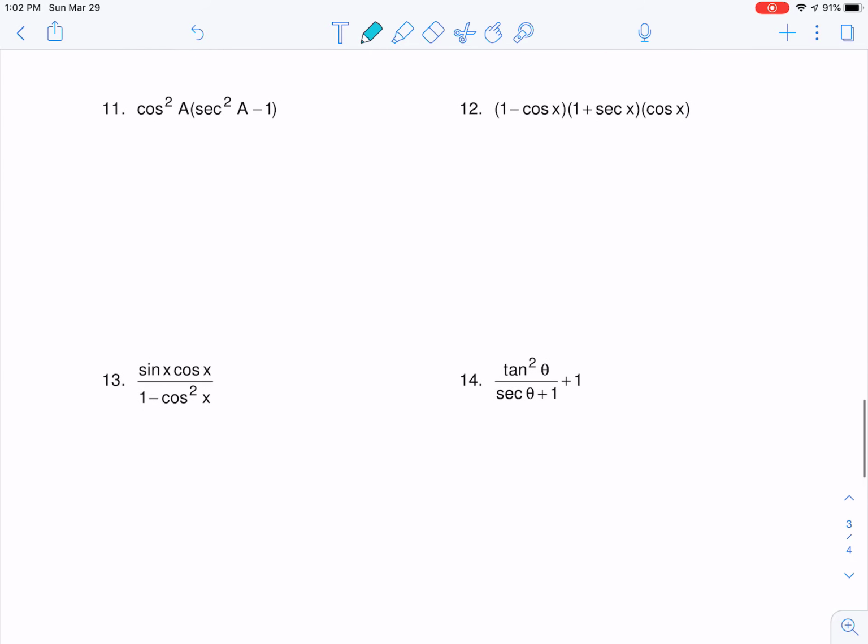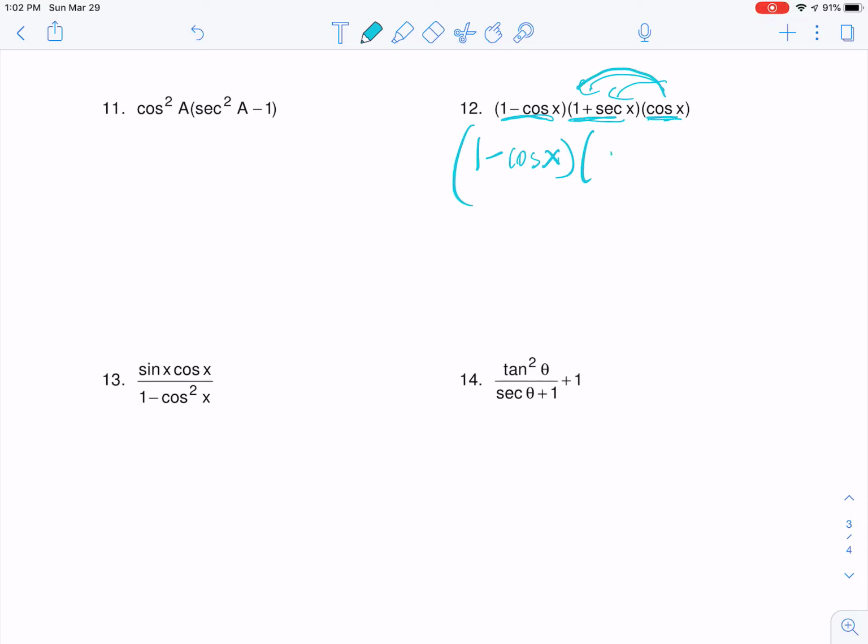Okay. Oh, this one looks a little more challenging. It doesn't matter how you do it. I see 3 things being multiplied. This is a factor, this is a factor, this is a factor. This has 2 terms, this has 2 terms, and this only has 1. So I'm going to take this term with 1 and just distribute it to the middle term and see what happens. So I just leave the 1 minus cosine x, and I'm going to distribute.